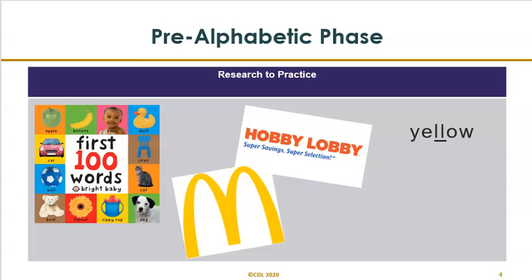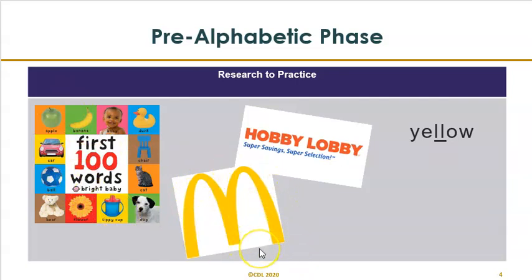This is the pre-alphabetic phase. Although the pre-alphabetic phase sounds as though it relates to a time that's prior to learning the alphabet, it's actually something entirely different. This phase pertains to a child's ability to use clues in order to recall or remember words. I'm sure a lot of you parents out there have seen this book, First 100 Words for a Baby. So they're using picture clues.